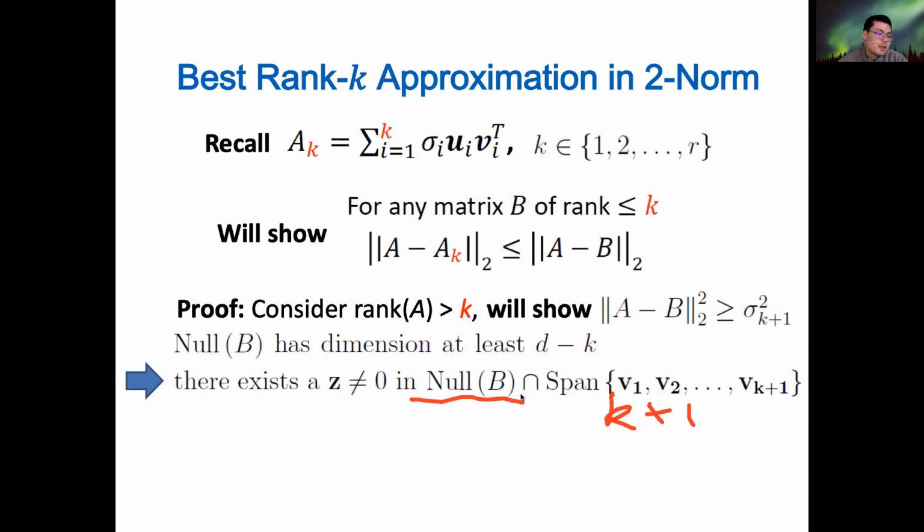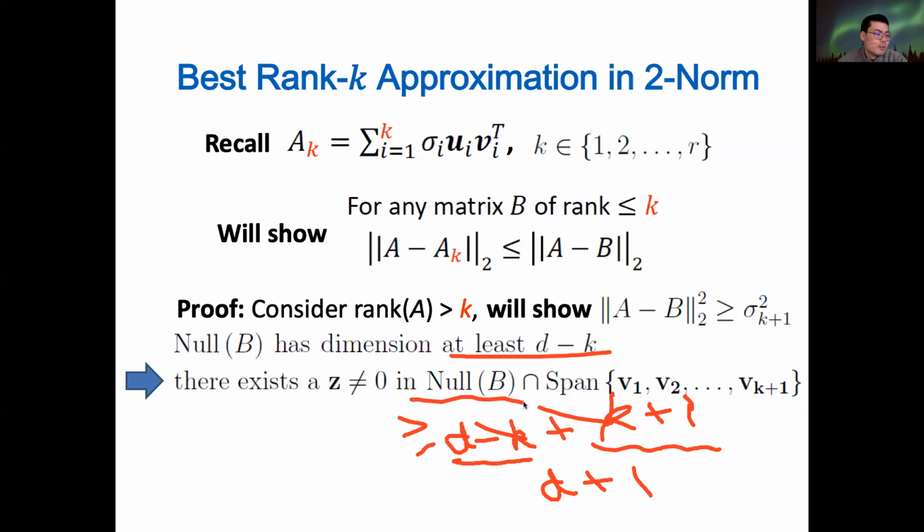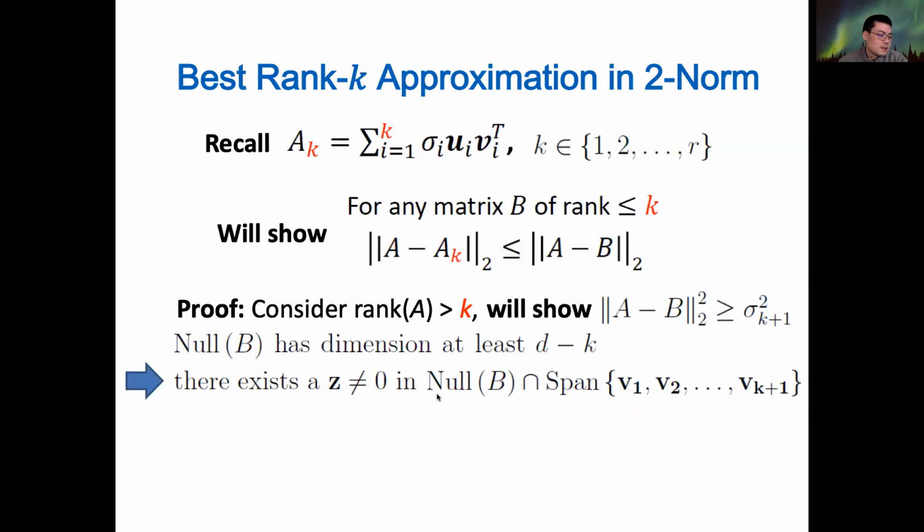And how many dimensions does the null space have? At least d minus k. So they must intersect, because in total we have d dimensions. If these d minus k dimensions were totally different from the k plus 1 dimensions, then summing them up we would have d plus 1 dimensions, since k cancels. But altogether, A has d dimensions. So this is a contradiction. That shows that within these two spaces there must be some vector in their intersection. The intersection is not going to be empty. That's what this line is saying.